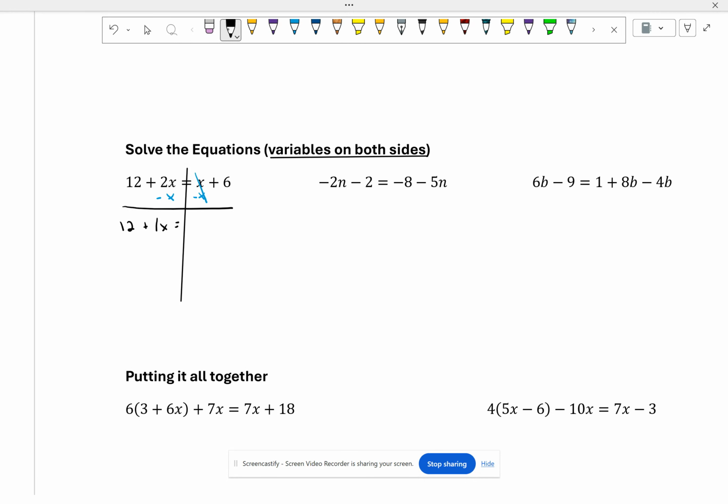And now I'm just going to bring down the 12 and bring down that 6. That's still on the right side. So now I have my x's on one side. Now it comes down to those classic two-step equations. Subtract 12 on both sides to get rid of the 12.